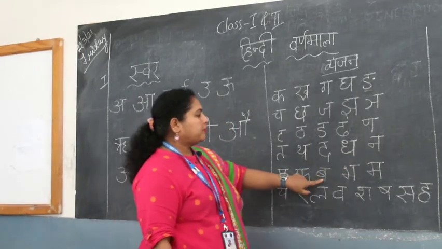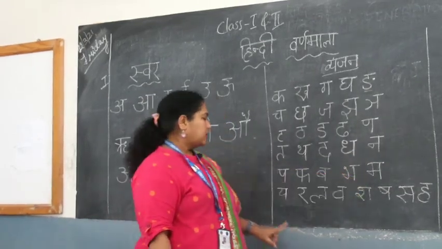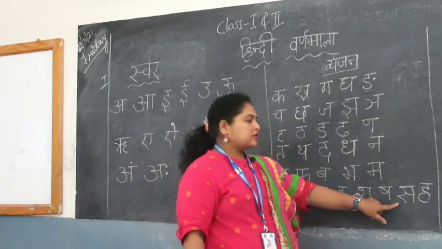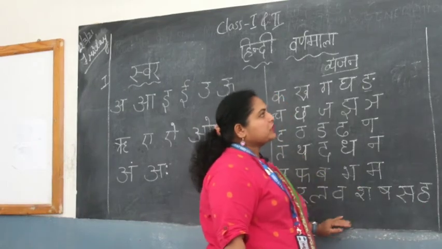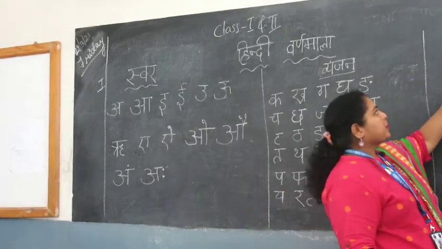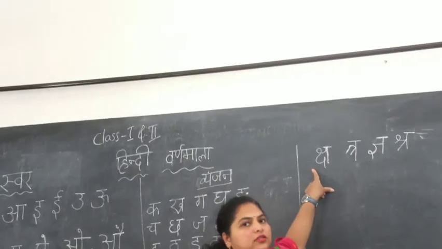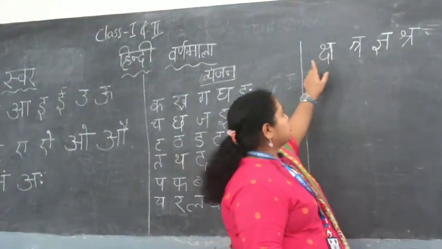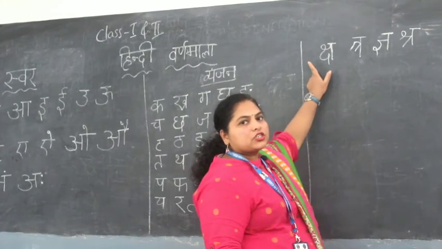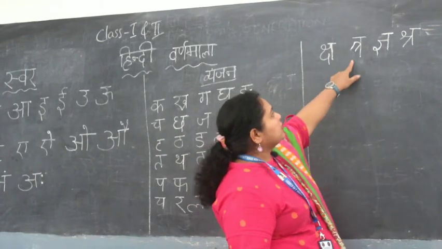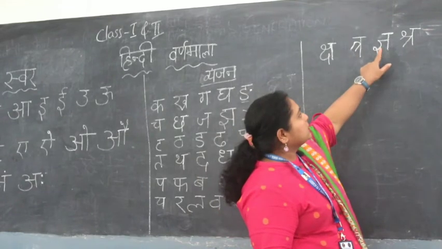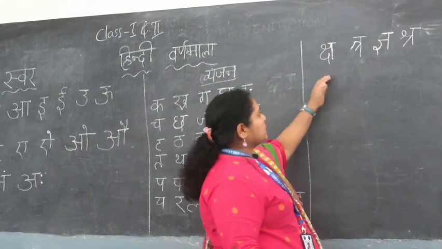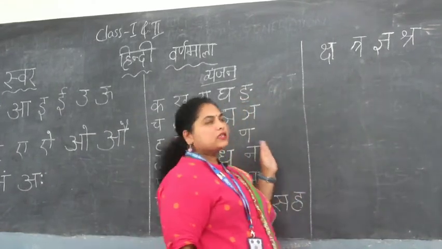Pa, pha, ba, bha, ma. Ya, ra, la, va, sha, sha, sa, ha. So after this we have our Sanyukt Akshar. So what are the Sanyukt Akshar? Ksha, tra, gnya, shra. Ksha is Kshatriya, tra is Trishul, gnya is Gyani, shra is Shramik. Okay, so these are the letters which you have learnt in Vyanjan.